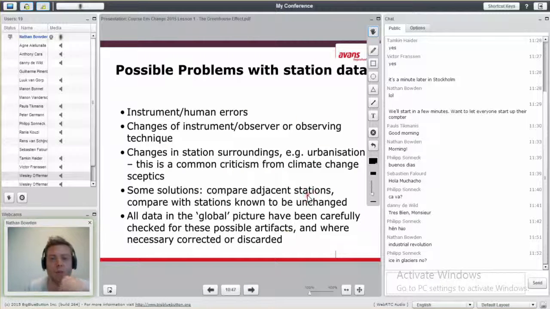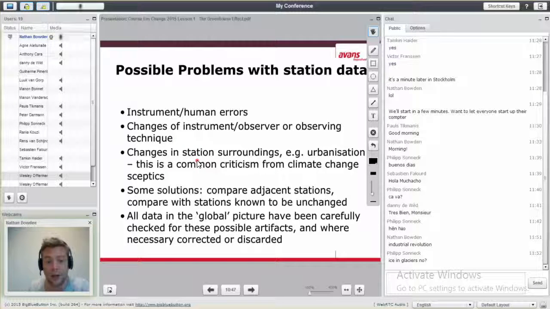Okay, so possible problems with station data. A lot of the data that we have now, we have weather stations everywhere around the world, even on the top of mountains in Patagonia, which is in South America. But there are some problems. First, instrument or human errors: change of instruments, observer techniques. We're constantly refining our techniques of taking the temperature, and maybe back then it wasn't very reliable. Or maybe it was more reliable.